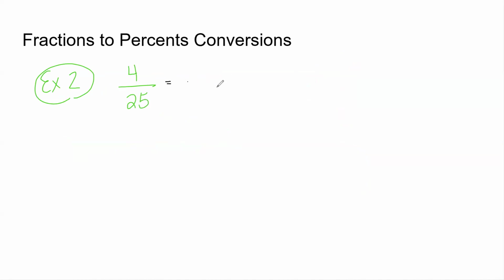Or this one, we can get it to a denominator of 100 because 25 times 4 is 100. Think of quarters. And then you would just do this times 4. That's 16. 16 out of 100 is 16%. So if you can get it to 100, you're in business. But that's not always going to happen.